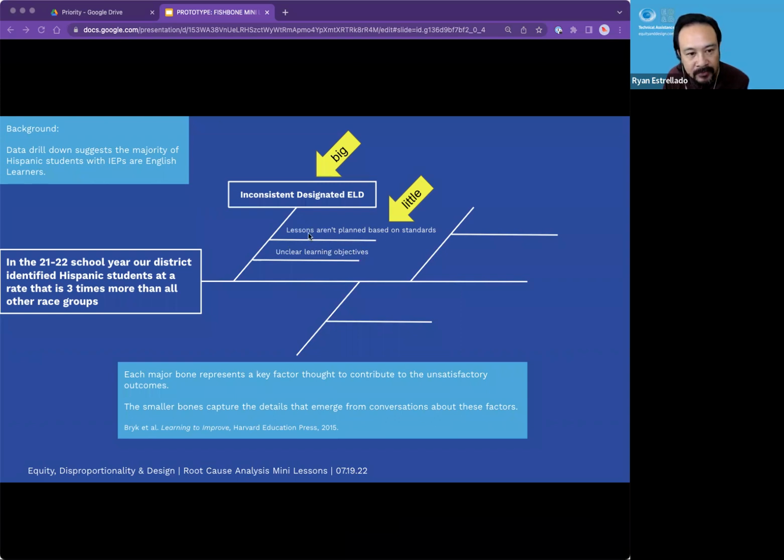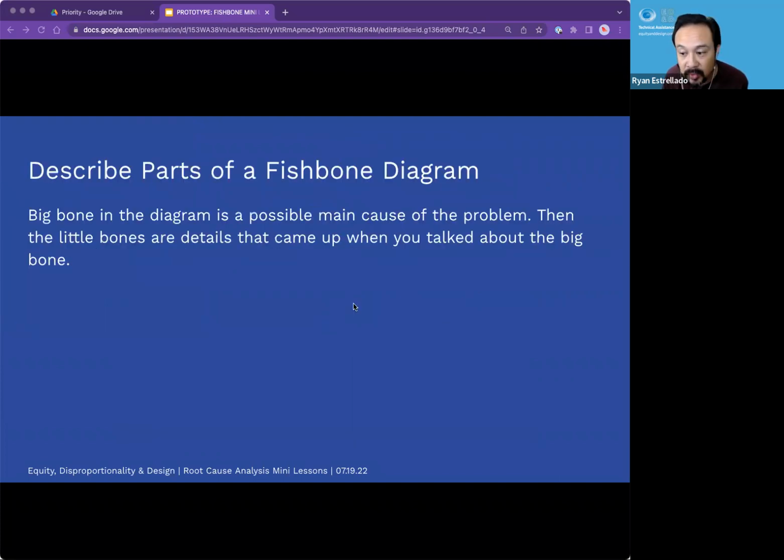The examples here are lessons aren't planned based on standards, and then there are unclear learning objectives. Note here that these are details that you could observe and validate in real life. And so that's where the fishbone diagram becomes useful. So in summary, to the question, what is the difference between a big bone and a small bone? The big bone in the diagram is a possible main cause of the problem. And then the little bones are details that came up when you talk about the big bone.